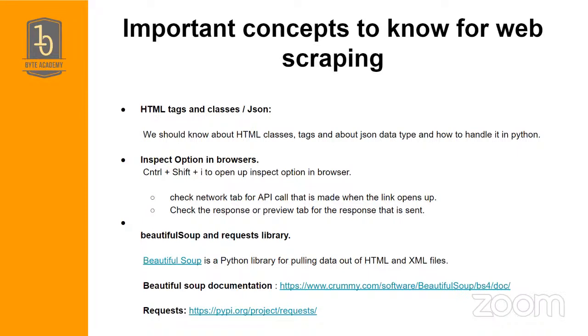First of all, you should have a basic idea about HTML tags, IDs, classes, and also about JSON. Why is this important? This is important because you're going to scrape HTML web pages, and from there you have to get the data. So you should know what HTML looks like, the basic concepts, what title means, body tags. You should know the basics at least. And also you should know what the JSON data type is and how you can manipulate it in Python.